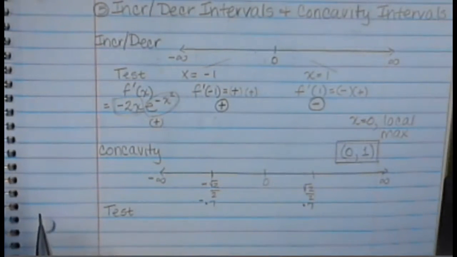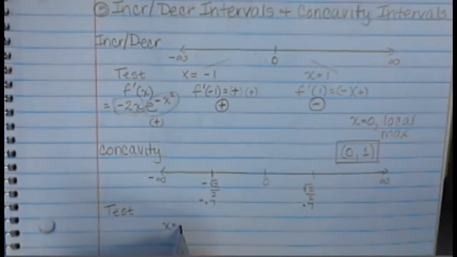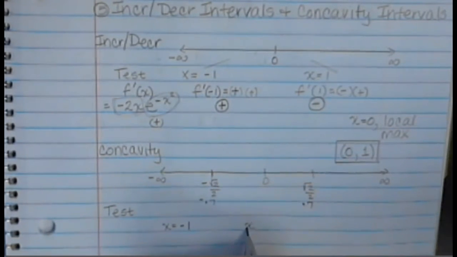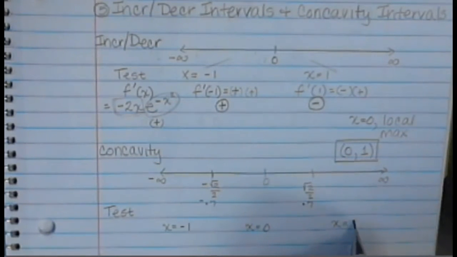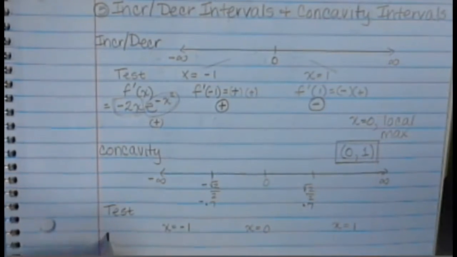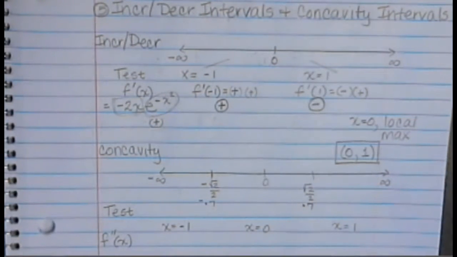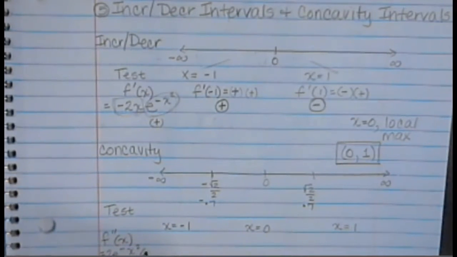We need 3 numbers. We need one number here, so we're going to pick x is equal to negative 1. We pick a number between here and here. 0 sounds good. And then we pick a number between here and here, and we're going to try x is equal to 1. But remember, we're going to test it in f double prime of x. And f double prime of x, remember, we found that to be 2e to the negative x squared times 2x squared minus 1.